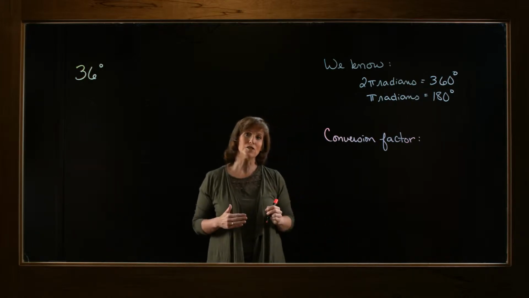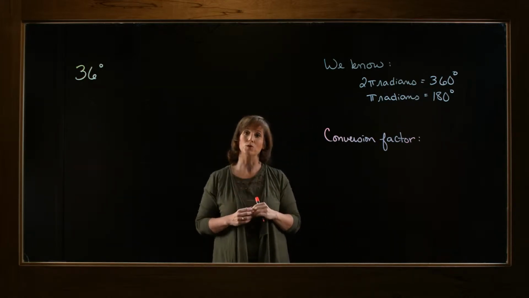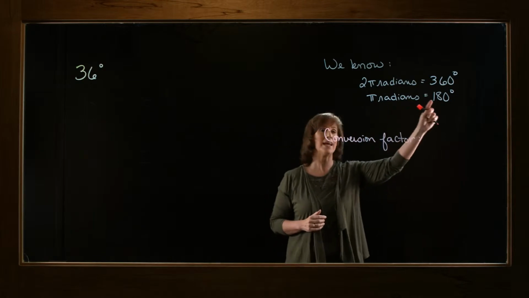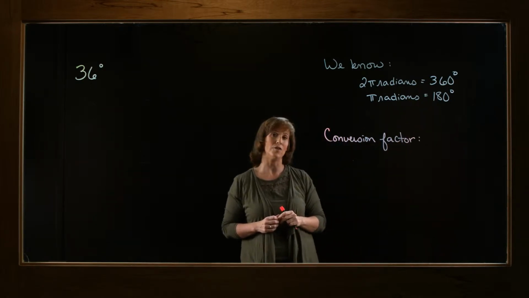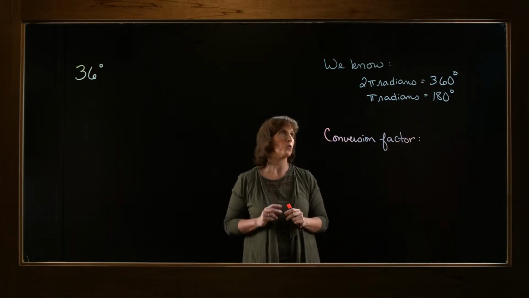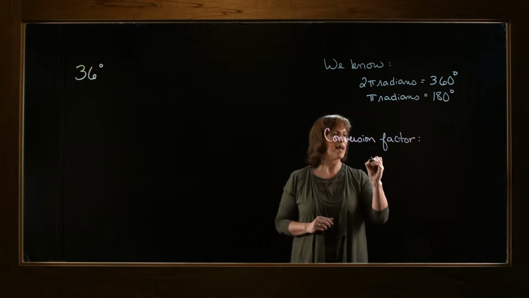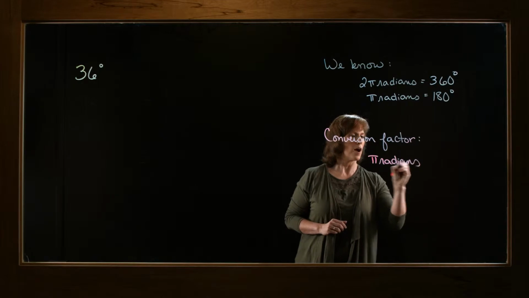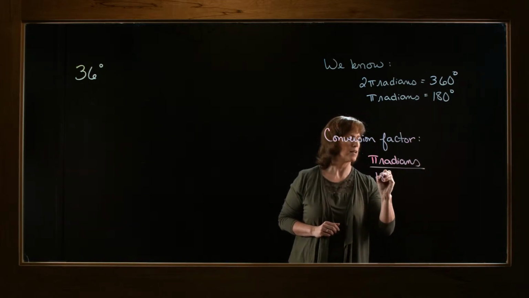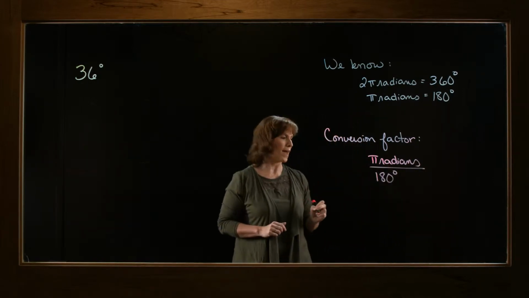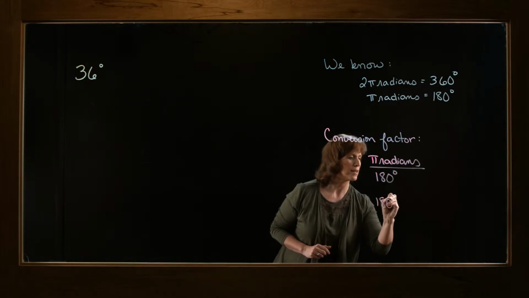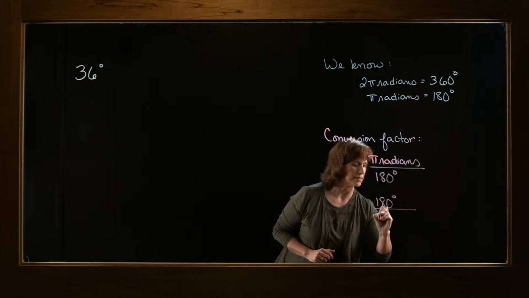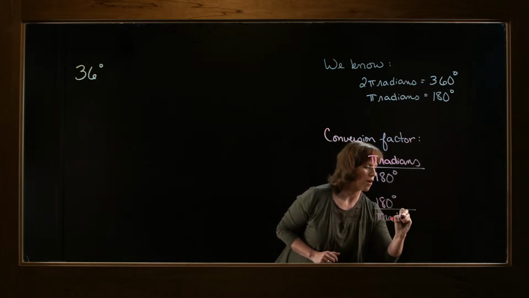Well, remember, in a conversion factor, you want the ratio to be equal to 1. And since pi radians is the same thing as 180 degrees, we can write this in one of two ways. We can either write it as pi radians all over 180 degrees, or we could write it as 180 degrees over pi radians. Both ratios are 1.